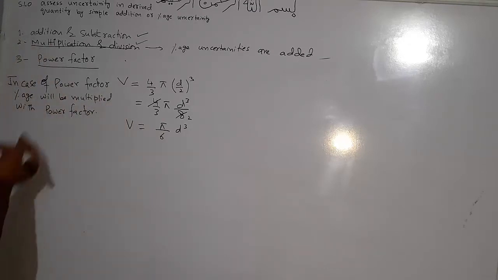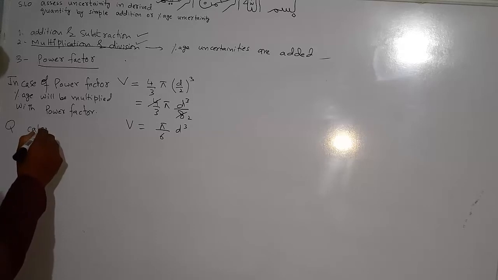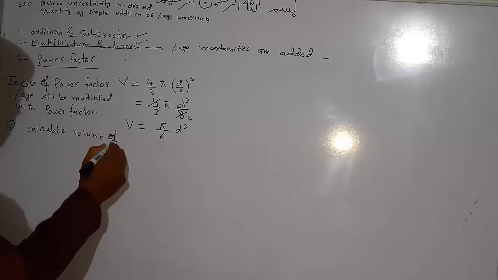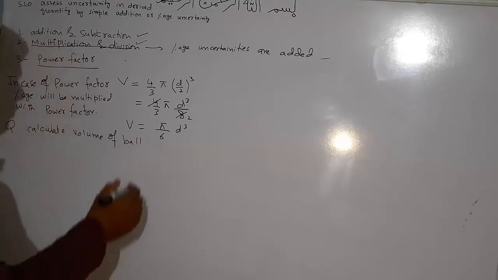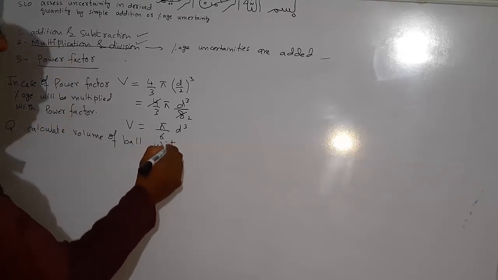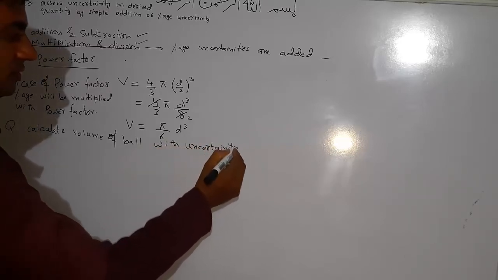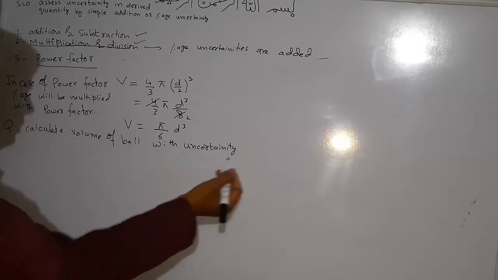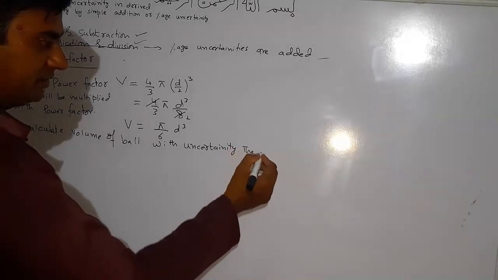Let's have the question: calculate the volume of a sphere or ball. There is no difference between the ball and the sphere. Calculate the volume of the ball with uncertainty. Now the given data is the diameter.